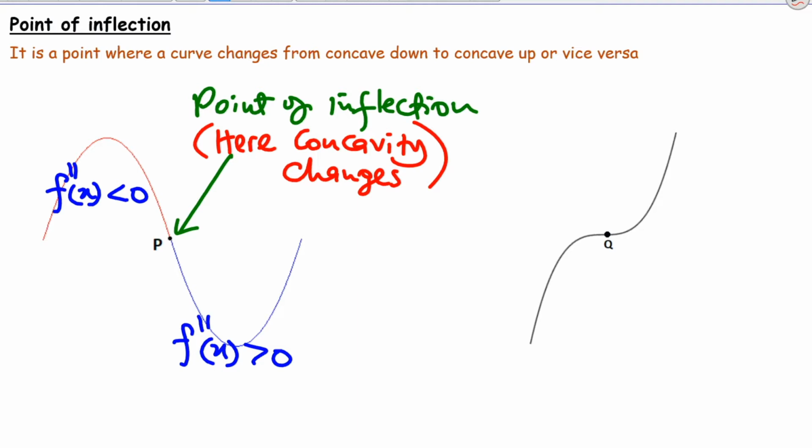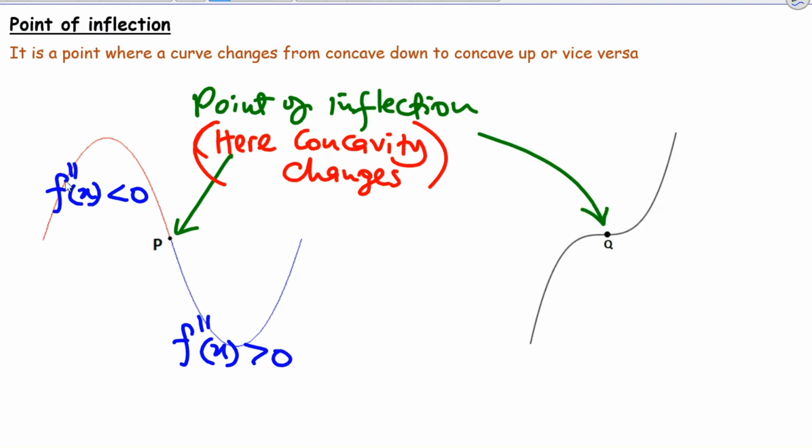As you can see, what you have on the left, we have the graph being concave down and then concave up. And where the concavity changes, it's what's called the point of inflection. On the right, we have that as well. Of course, this is a point of inflection.